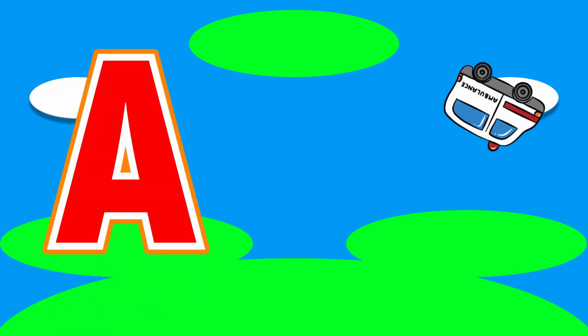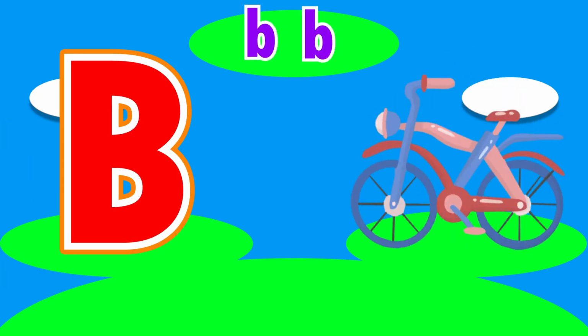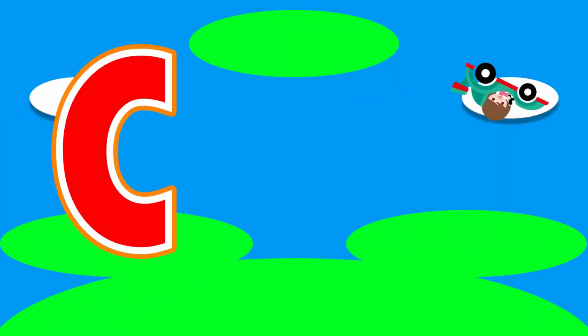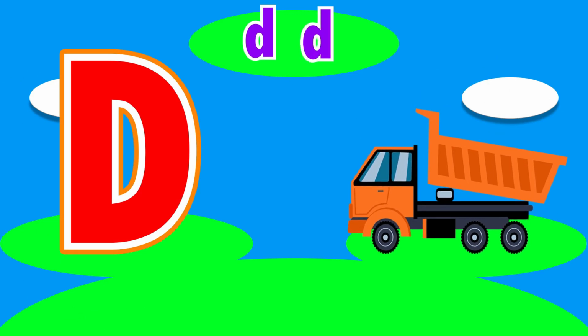A is for ambulance. Ambulance. B is for bicycle. Bicycle. C is for car. Car. D is for dump truck. Dump truck.